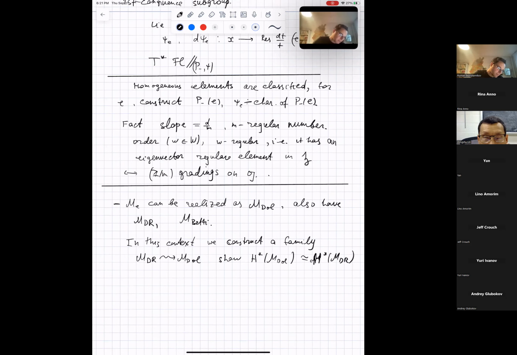Okay, so maybe I should go to this. Yes, and then, just to finish, we almost show that M de Rham is embedded as an analytic manifold.